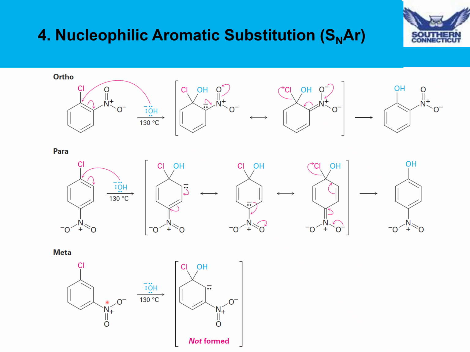When the nitro group is meta, the nitro group will be less helpful in stabilizing the Meisenheimer complex. As you can see here, when the nucleophile adds to the carbon with the leaving group, we form the Meisenheimer complex, which has a negative charge on that carbon. If the nitro group is at the meta position, it's not able to stabilize it as much. So at least at this temperature, 130 degrees Celsius, which is the same temperature we use for the ortho and the para-substituted reactants, the reaction will not occur for the meta-substituted compound.